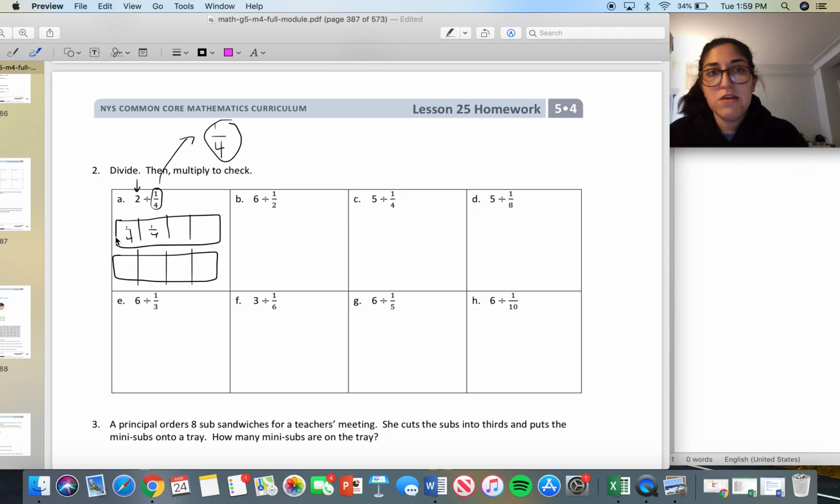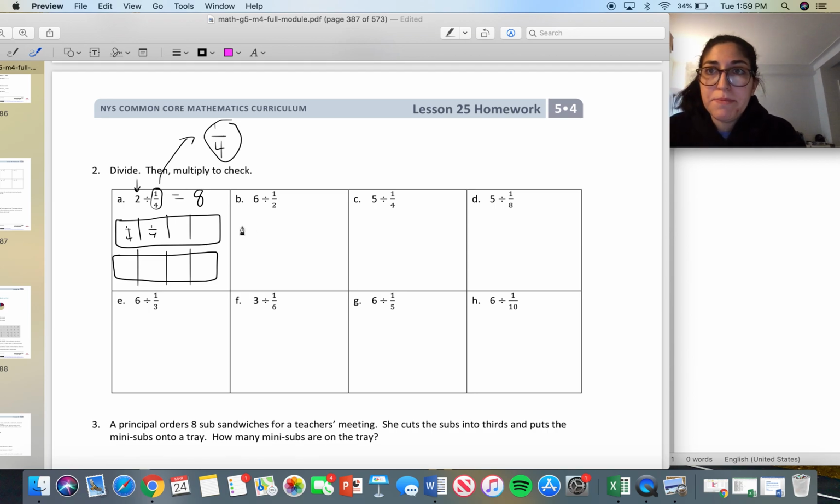And so then the question is, how many 1/4s do I have? Well, I have 1, 2, 3, 4, 5, 6, 7, 8. So when I have 2 wholes and I divide it into groups of 1/4, how many groups do I get? I get 8 groups, right?